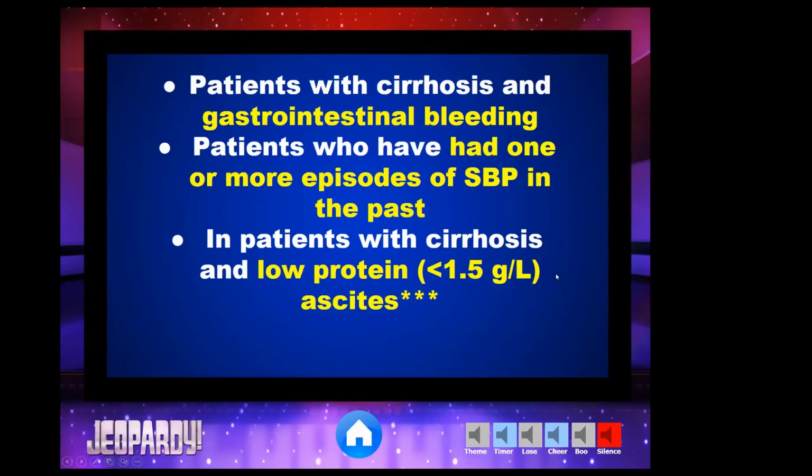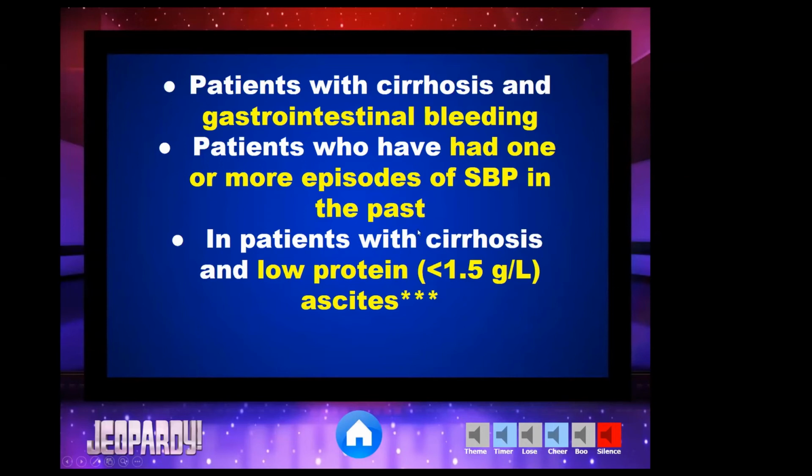Great answer. So patients with cirrhosis, and not just variceal bleeding, but any non-variceal GI bleeding as well. So it's just the blood in the GI tract, which is the problem, not that it's from the varices, but obviously they're cirrhotic, so variceal bleeding will be more common. So that's an indication for primary prophylaxis. Patients who have had 1 or more episodes of SBP in the past, lifelong, that's secondary prophylaxis. And then patients with cirrhosis with low protein, less than 1.5 grams, is another indication.